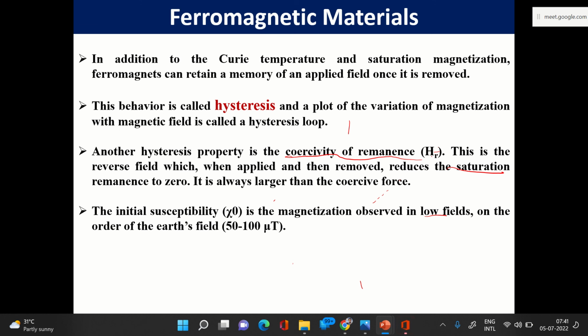So initial susceptibility: you can see that it is not a very straight line, so the susceptibility, the slope, will be different at different points. Initial susceptibility is at the point when you are just starting, when the magnetic field tends to zero, and it is the change in magnetization with field. Initial magnetization is in the order of Earth's magnetic field, very close to the zero point.